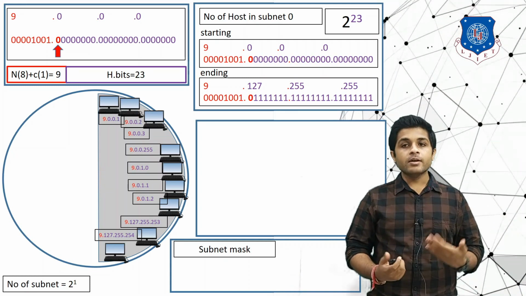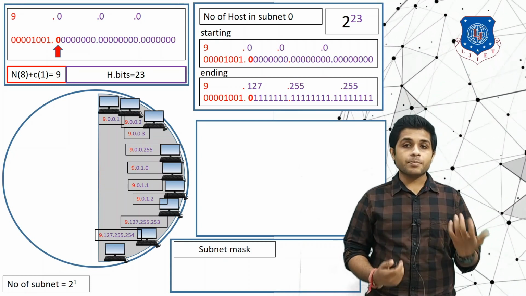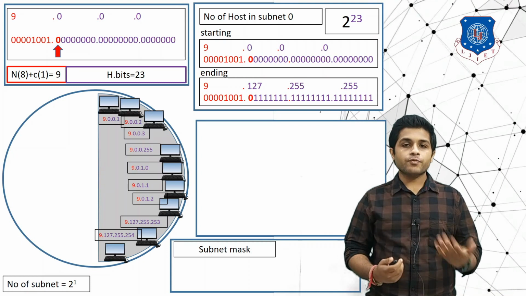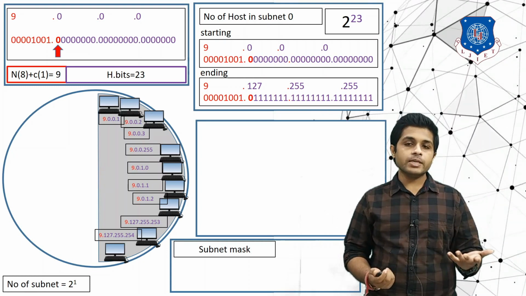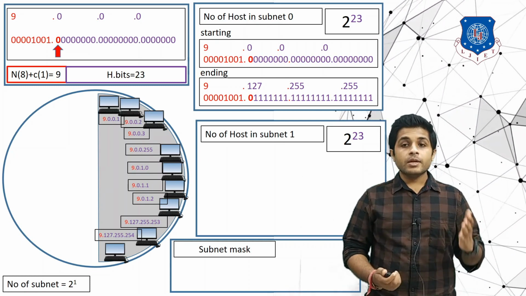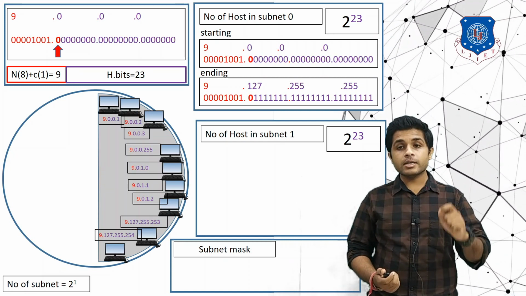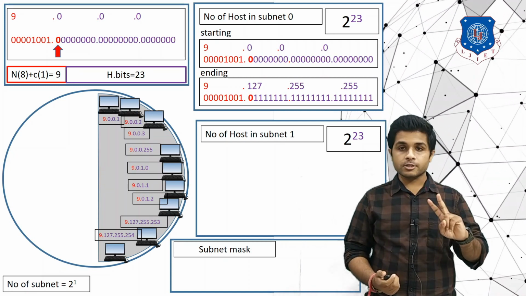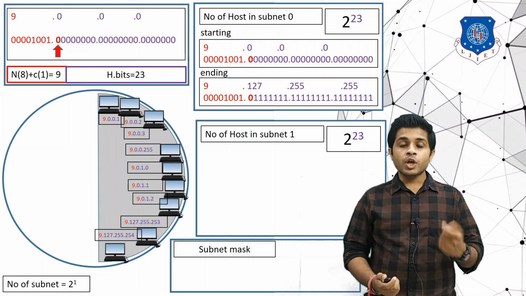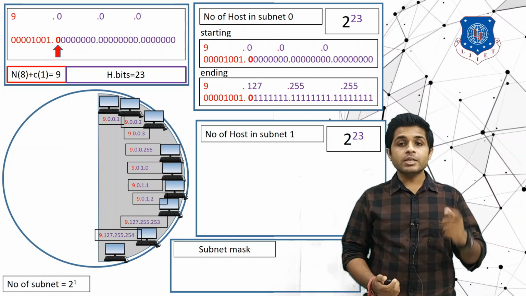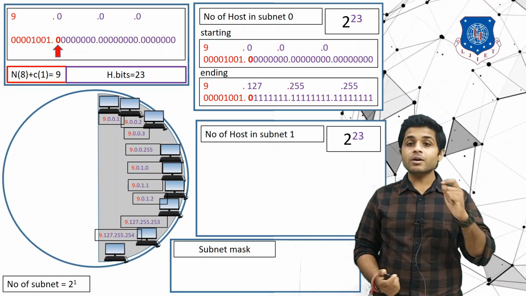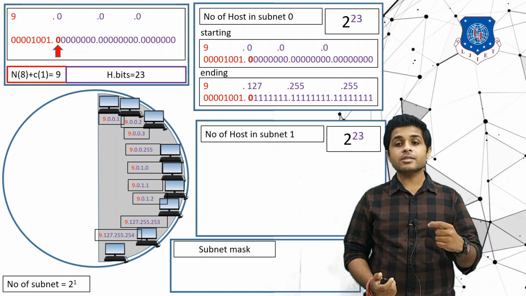Now I want to find the first address in subnet 1. Before that, let's find how many hosts are possible in subnet 1. For that we have to check the host bits, which are 23. So 2^23 hosts are possible in subnet 1. Now to find the first address in subnet 1, you can follow two methods. In one method, you can add 1 to the last address of subnet 0. So what is the last address of subnet 0? It is 9.127.255.255. If you increment 1 to the last address, you will get the first address in subnet 1.